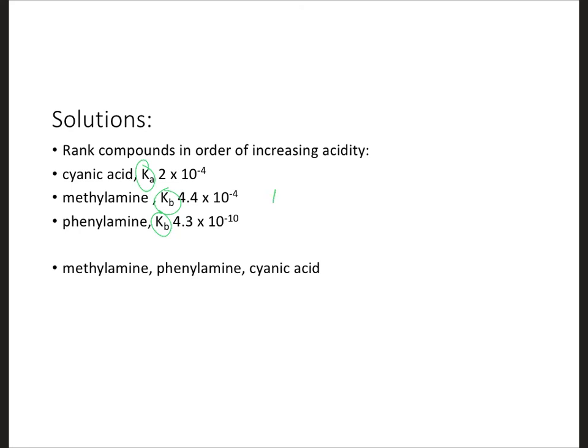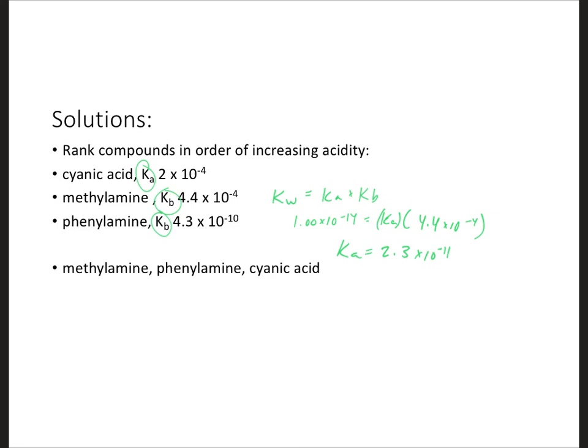So here we can say Kw equals Ka times Kb. We can go ahead and substitute in those values. So now we have substituted in those values for methylamine. We can go ahead and calculate what that Ka is by dividing both sides by 4.4 times 10 to the minus 4. Our calculator says our Ka is 2.3 times 10 to the minus 11. And so now we see that that is going to be a much smaller number than cyanic acid.